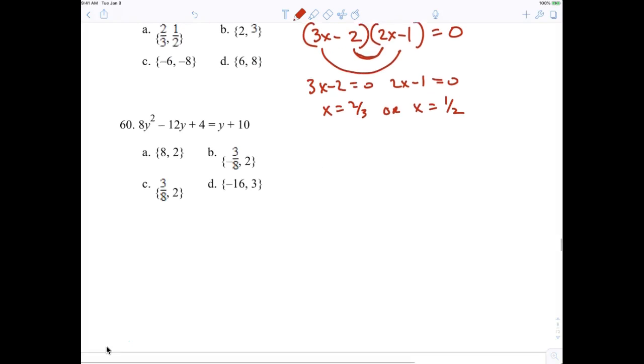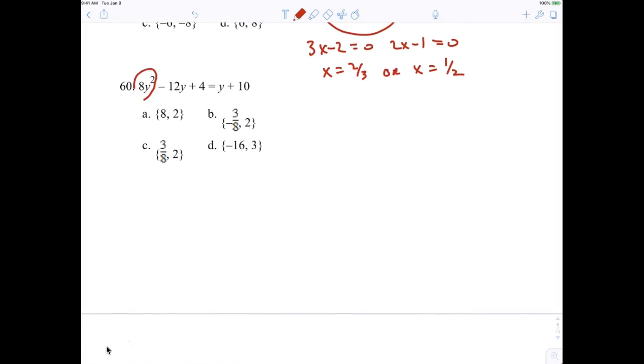All right, so now we'll look at 60. It is a quadratic. So because it's a quadratic, everything must be set equal to 0. All right? So if we set it equal to 0, it becomes 8y squared. Subtracting y from both sides makes it negative 13y. And then you subtract 10, which makes minus 6 equals 0. Come on, we're almost done. All right, anybody have any questions with that?